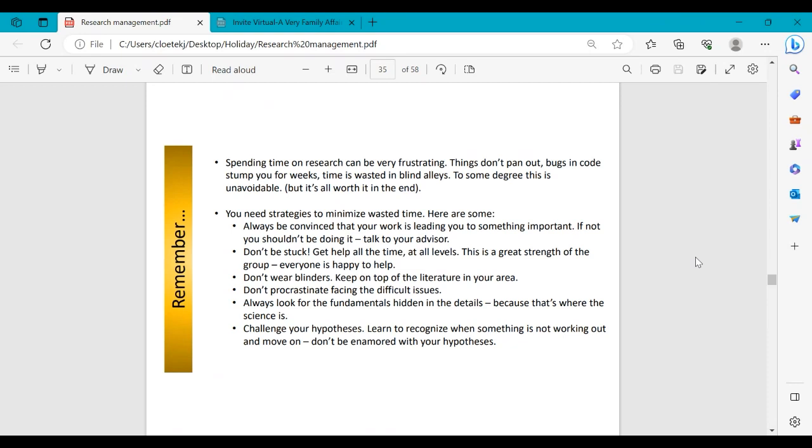Remember what we said, spending time on research can be frustrating. Sometimes things don't work. A lot of different things can happen. Remember, this is unavoidable in research. I remember when I was doing my PhD study, everything was going wrong at one stage, and I was thinking, oh my, what am I going to do now? I feel like I'm really now in a very sticky situation.